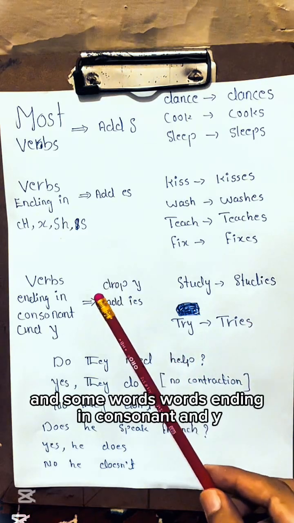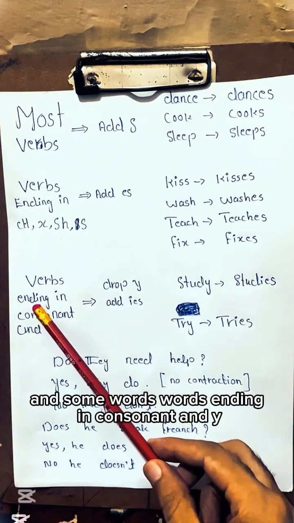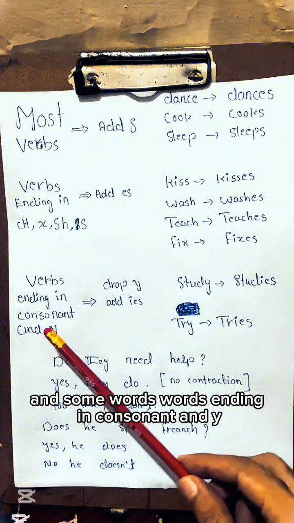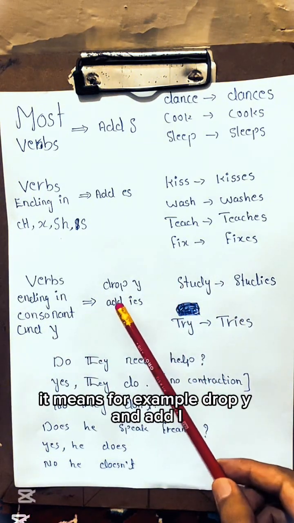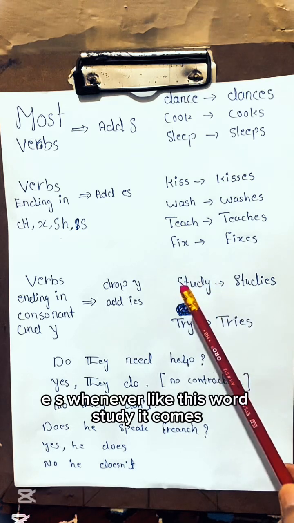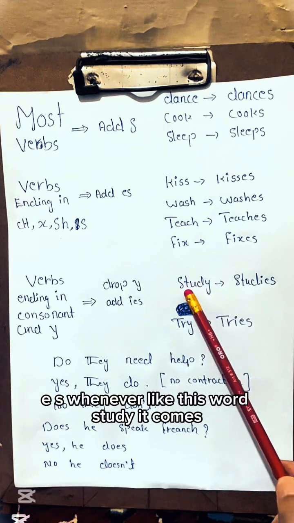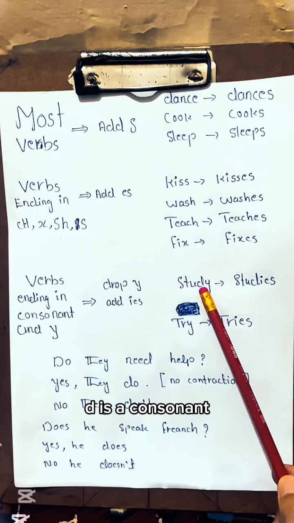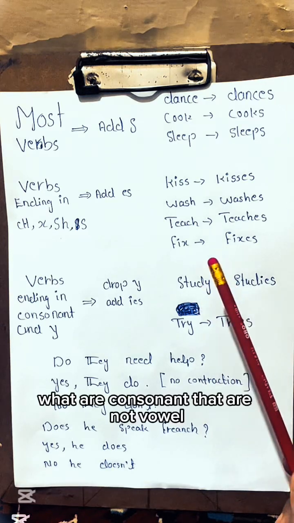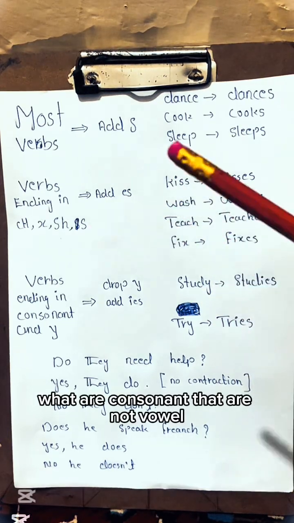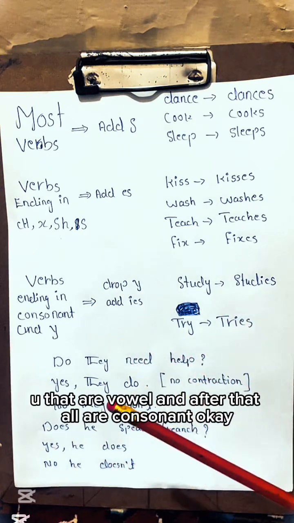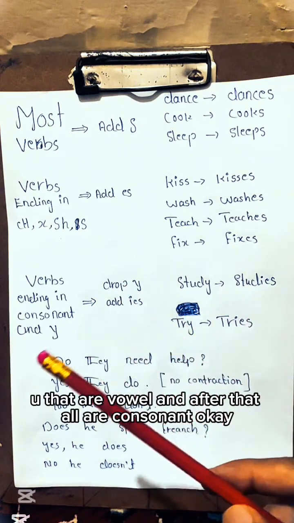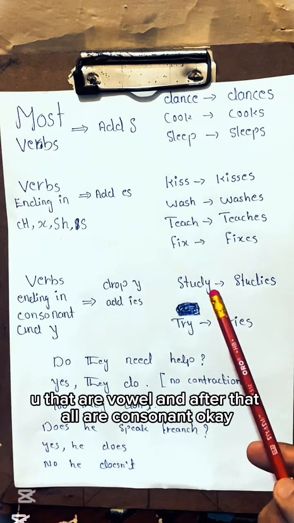Okay, and some words end in a consonant and y. For example, drop y and add ies. Like this word, study: d is a consonant. What are consonants? Those that are not vowels. Vowels are a, e, i, o, u. Those are vowels, and after that, all are consonants.